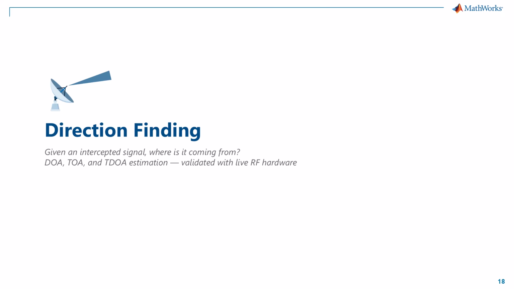Okay, direction finding. Given an intercepted signal, where is it coming from? This section covers DOA, TOA, TDOA, and TSOA estimation. Critically, what I'll show you here has been validated with live RF hardware, not just simulation. And the same code that processes simulated data is used to process real over-the-air signals without modification.